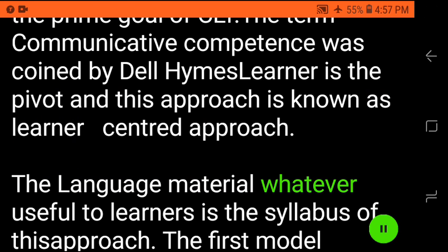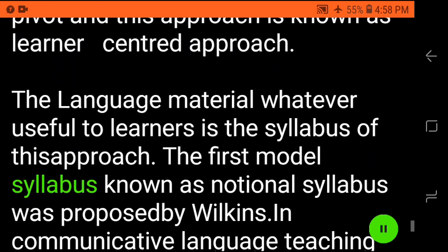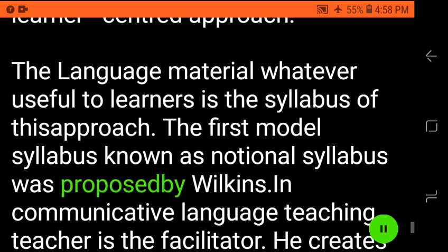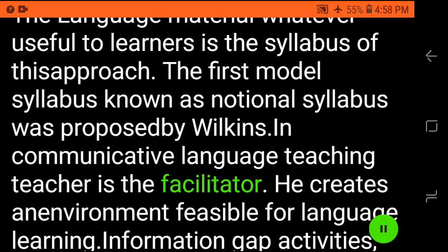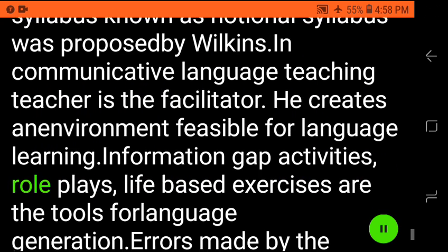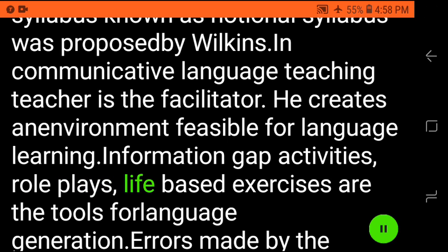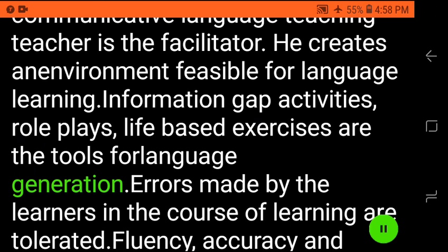The language material, whatever useful to learners, is the syllabus of this approach. The first model syllabus known as notional syllabus was proposed by Wilkins. In communicative language teaching, teacher is the facilitator. He creates an environment feasible for language learning. Information gap activities, role plays, life-based exercises are the tools for language generation.